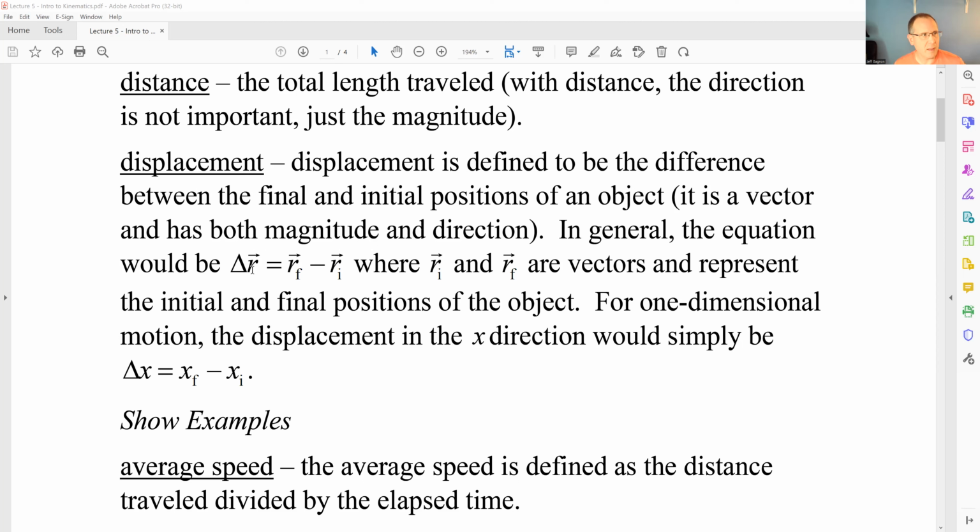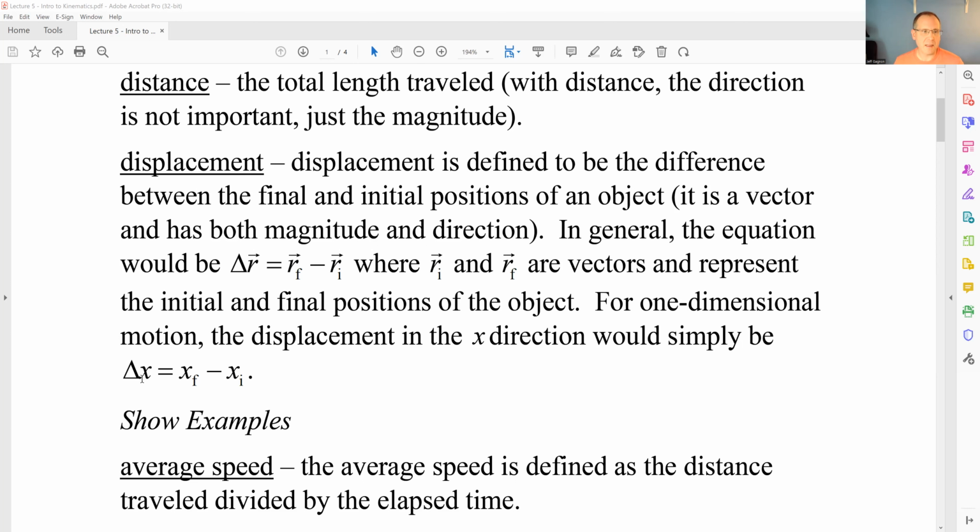Now, a lot of what we're going to do in this class is look at one-dimensional motion. For one-dimensional motion, the displacement, let's say in the x direction, would simply be the final position in the x direction minus the initial position in x, and that will give you the displacement delta x. Again, that's the change in position, the displacement.